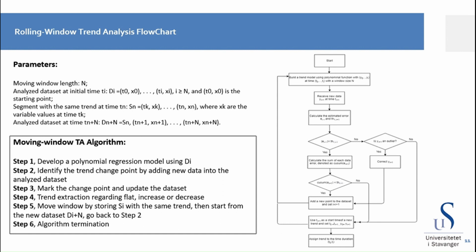We also try to mark all the change points from the datasets that have been analyzed, and then we extract the trends. What that means is that we save each change point according to their nature, if it's increase, decrease, or stationary. And then we move on to apply the moving window for the same datasets, and then we continue this until all the datasets have been analyzed, and then we terminate the algorithm.